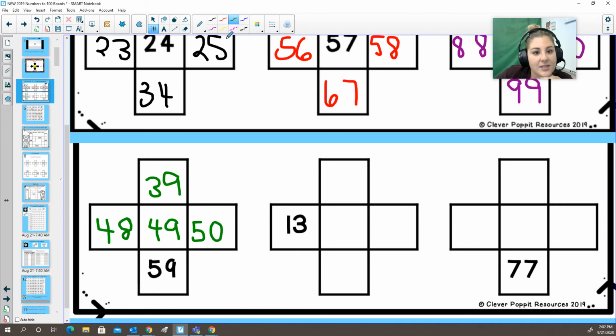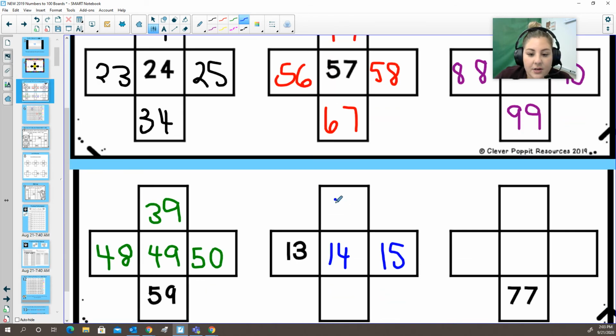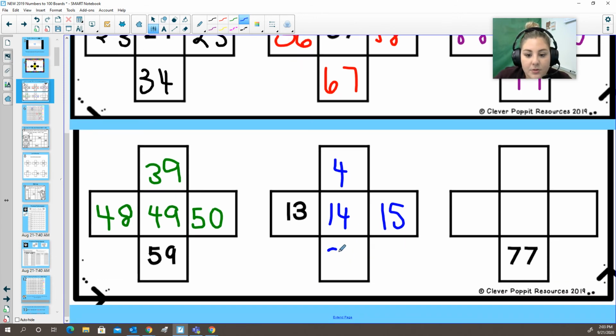Okay, let's do another one. They only give us 13. So remember this in the pattern for the hundreds chart? This is always one less than the number in the middle. So we got 14. Then we got 15. You got it. So the one above here, what's 10 less than 14? Let's find 14 right here. It is 4. You got it. You guys really know how to use a hundreds chart. And what is 10 more than 14? 24. Awesome.